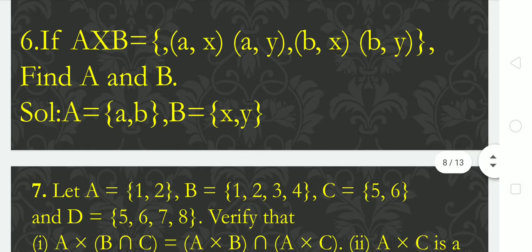If A cross B is {(a,x), (a,y), (b,x), (b,y)}, find A and B. So A is the collection of the first elements of all ordered pairs, which is {a, b}, and B will be the collection of all the second elements of the ordered pairs, so that is {x, y}.